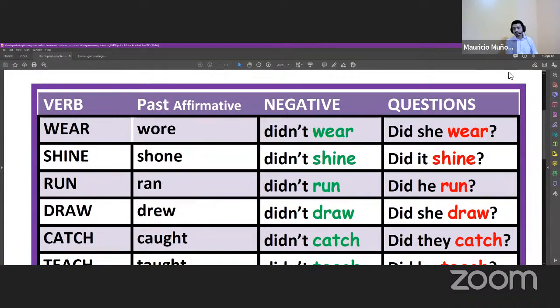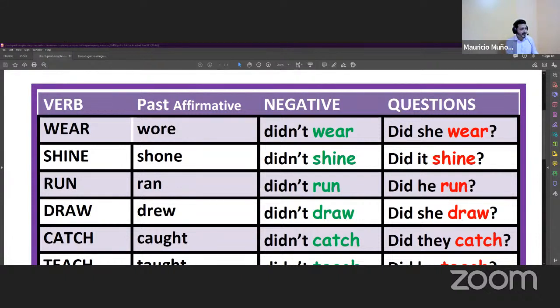In this activity, as you can see, we have 4 different columns. Let me switch on the live transcript, in case you don't understand what I'm saying, so you can read the subtitles. Let me put the subtitles over here. There you go.